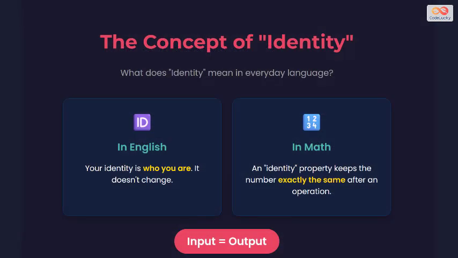Now, let's talk about the word identity. In everyday life, your identity is who you are, and it doesn't change. Math borrows this exact idea. An identity property describes an operation where the number you start with stays exactly the same after the operation is finished. Input equals output. It is the mathematical equivalent of doing something that changes nothing.